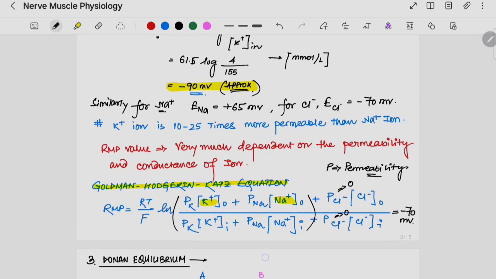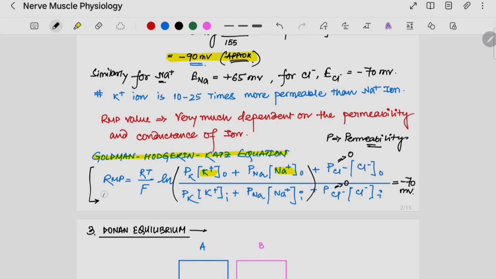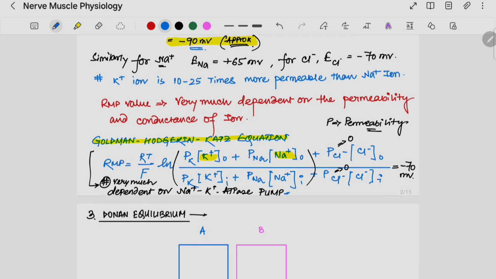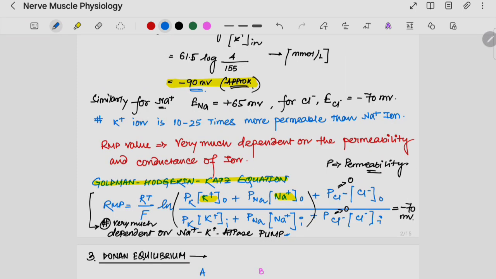sodium ion. It is also very much dependent on sodium potassium ATPase activity, or we can say the sodium potassium ATPase pump, where 3 sodium ions are going outside of the cell and 2 potassium ions are coming into the cell, with the expenditure of ATP, right? So that is the whole calculation and the concept behind the resting membrane potential.